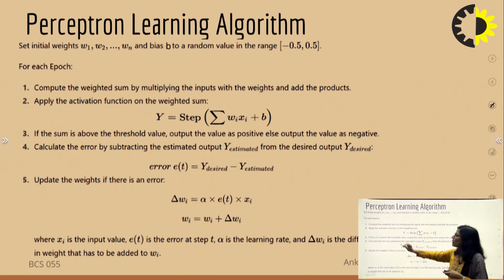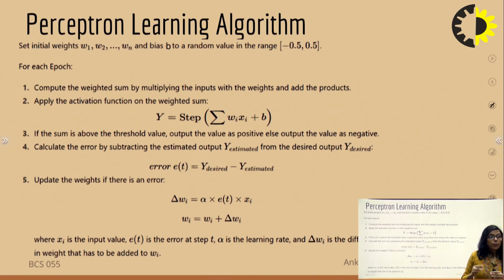Initially, the W1, W2, Wn and the bias we will set to a random value, which can be in the range of -0.5 to 0.5. So when we have just started the training, we will give the values of these weights as -0.5 to 0.5.